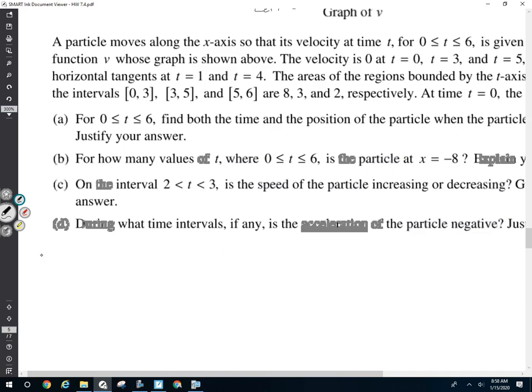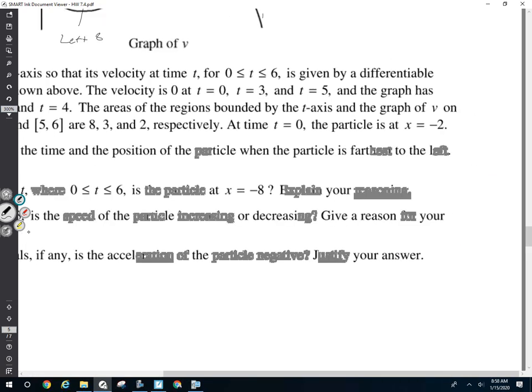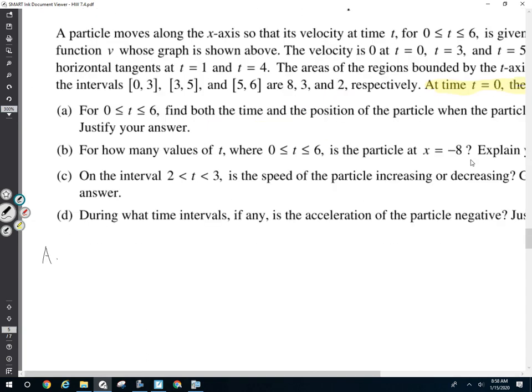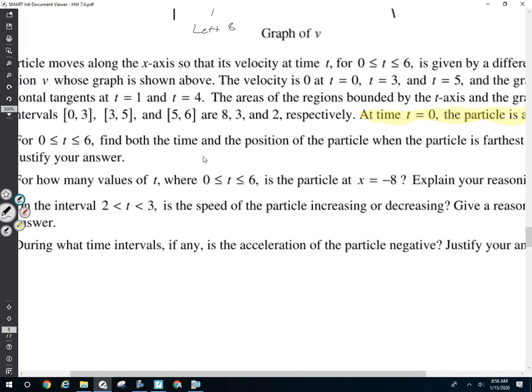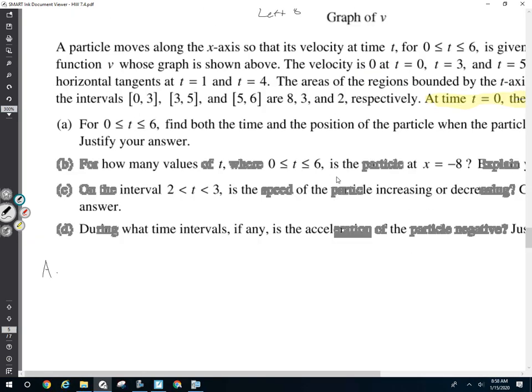Okay, part A. At time of 0, the particle's at x of negative 2. This is, again, sneaky. They're just fitting this in right here. But we're going to have to remember that for the future. x of 0 is negative 2. Okay, both the time and position of the particle when the particle is farthest to the left.